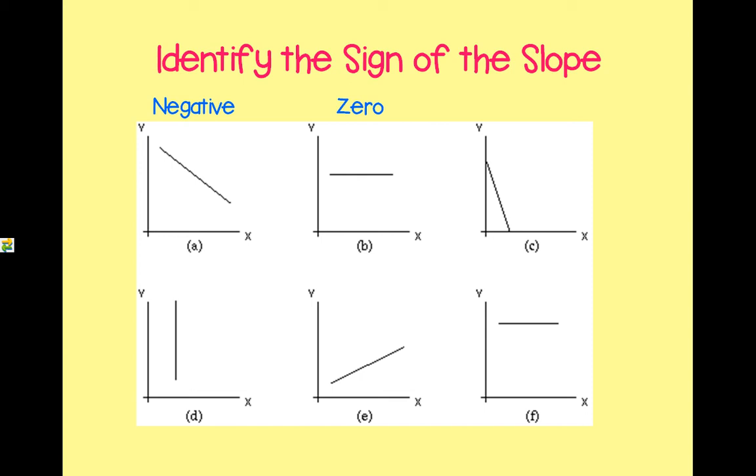This is like the first example, is going down from left to right. It is negative. Graph D is going up and down. It is vertical, meaning it is undefined. Going up from left to right means that it is positive. And once again, a horizontal line will give you a slope of 0.